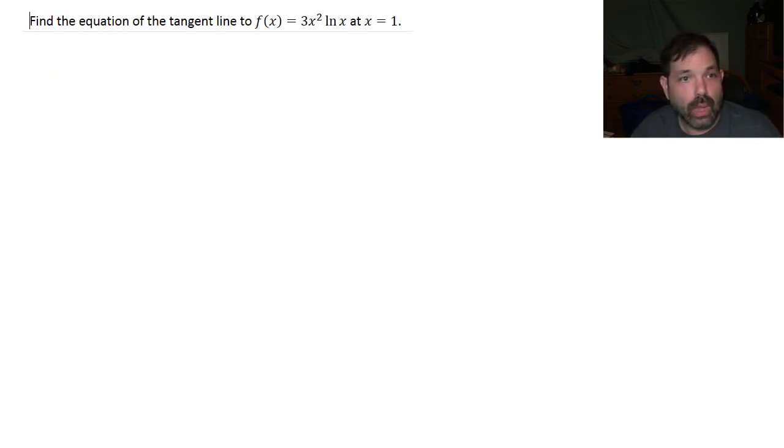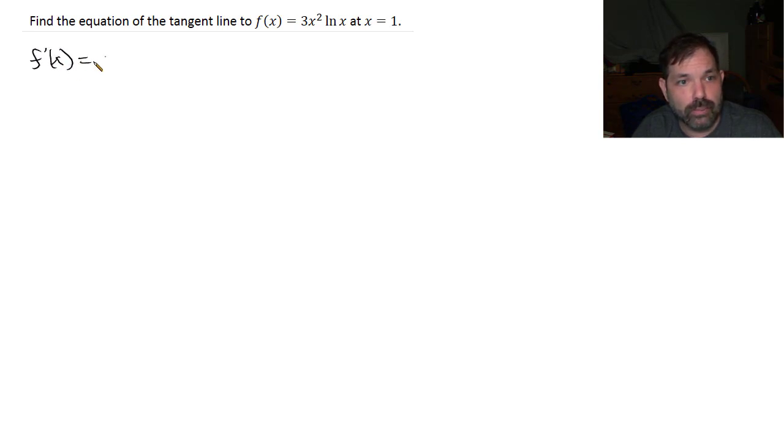Let's see another application. Find the equation of the tangent line to f of x equals 3x squared natural log x at x equals 1. Again, this would be a good time to pause and try this one out on your own. Did you try it on your own? I hope you did. You'll learn more from making mistakes than from just seeing me do it. All right, so if f of x is 3x squared natural log x at x equals 1, we need a slope and we need a point to write the equation of the tangent line. Let's find the slope first.